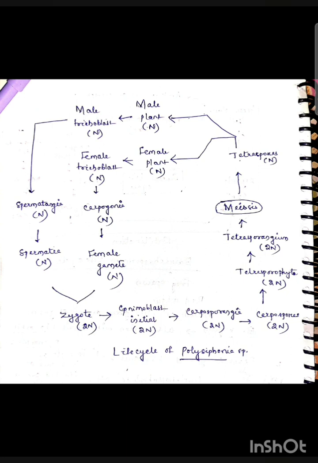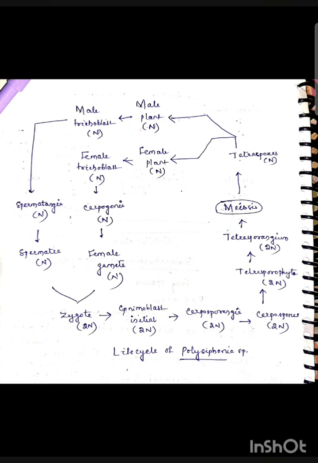Then zygote germinates to produce gonimoblast initial. From gonimoblast initial, carposporangia are formed. From carposporangia, diploid carpospores are formed. From carpospores, tetrasporophytes are formed, which are again diploid in nature. Then tetrasporangium undergoes meiosis to form tetraspores, which are haploid in nature. Always remember, carpospores are diploid in nature and tetraspores are haploid in nature. They again germinate to produce female and male plants. So this is the whole life cycle of Polysiphonia.